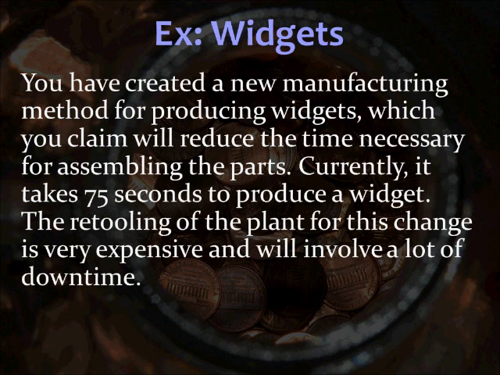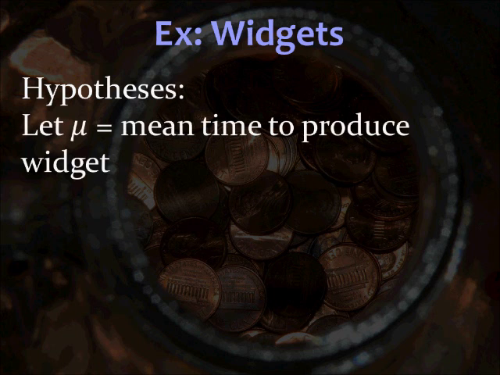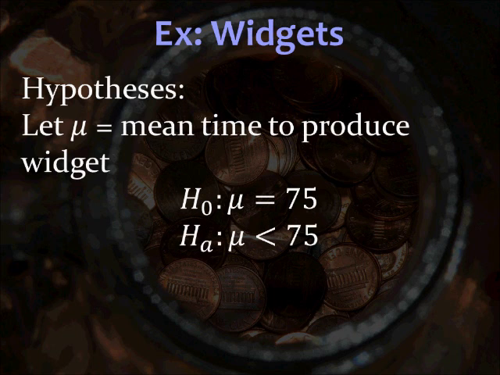Our next example. You've created a new manufacturing method for producing widgets, which you claim will reduce the time necessary for assembling the parts. It currently takes 75 seconds to produce a widget. The retooling of the plant for this change is very expensive and will involve a lot of downtime. So, here are our hypotheses, and the last one you'll try to figure out on your own. Let mu equal the mean time to produce a widget. So, our null hypothesis is that it still takes 75 seconds. Because we want to produce them faster, our alternative is mu less than 75 seconds. So we want to show that our evidence tells us that the production time for each widget has actually decreased.